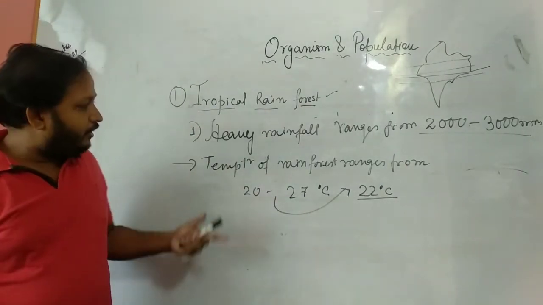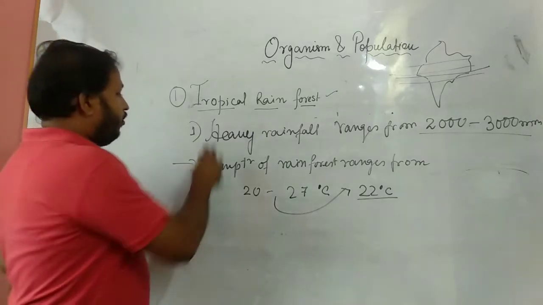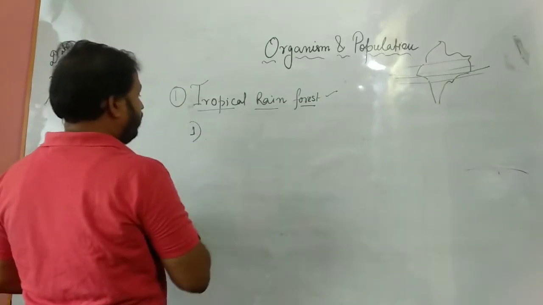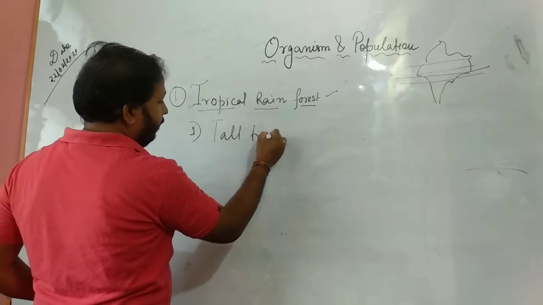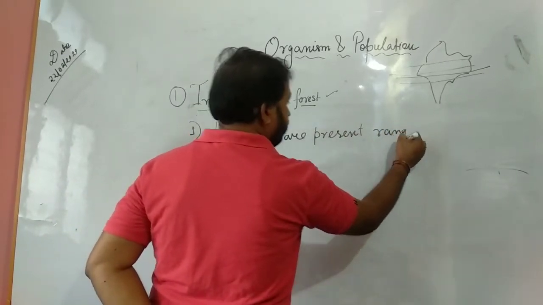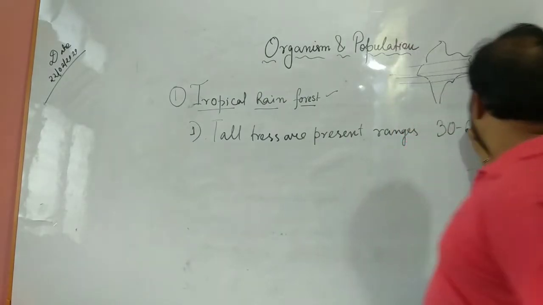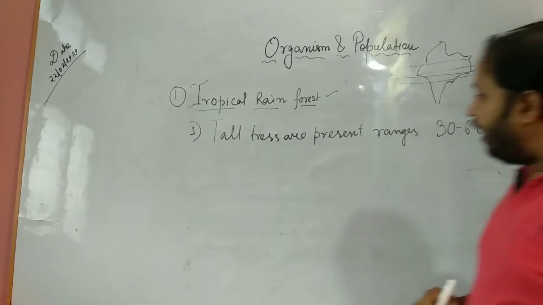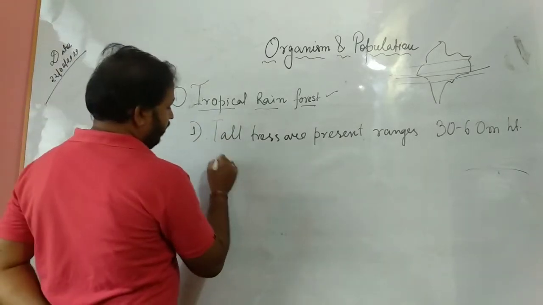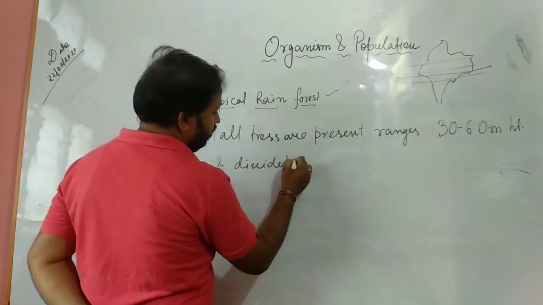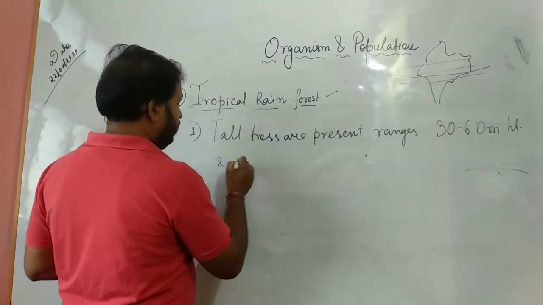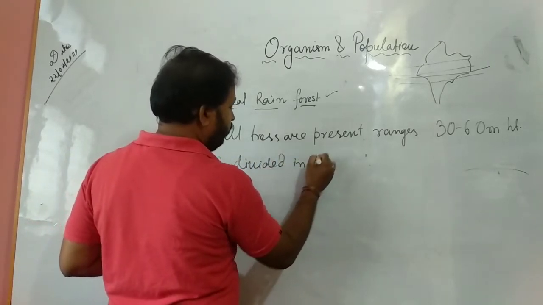One more important part is that this kind of rainforest has tall trees. Maximum of the trees present in rainforest are tall, ranging from 30 to 60 meter height. And this forest is divided into some strata, about 4 to 5 strata.